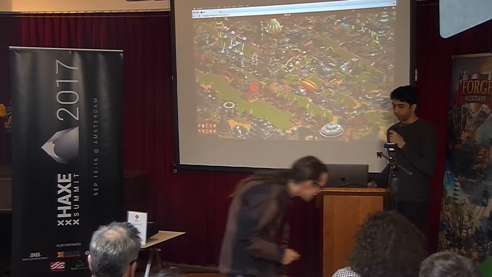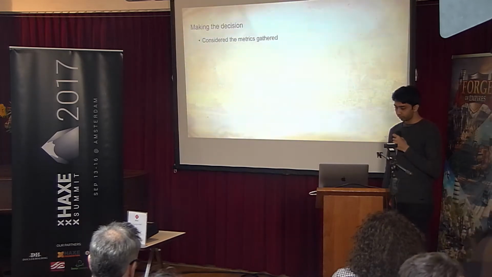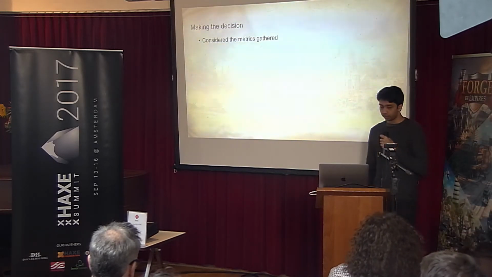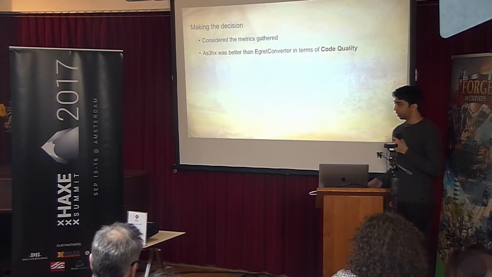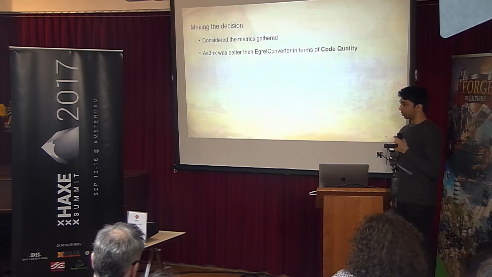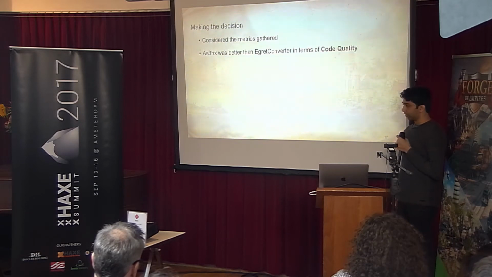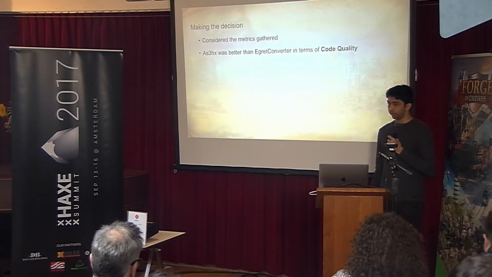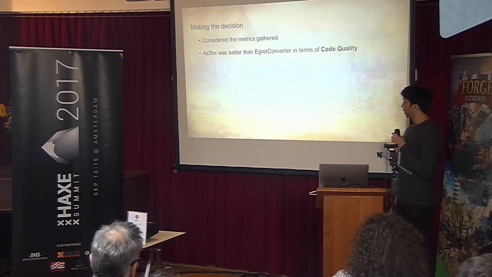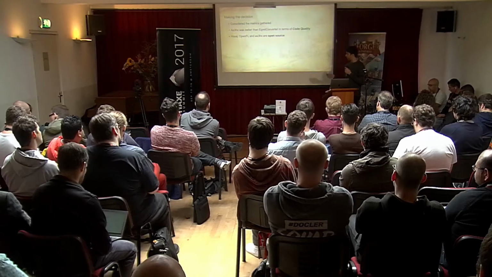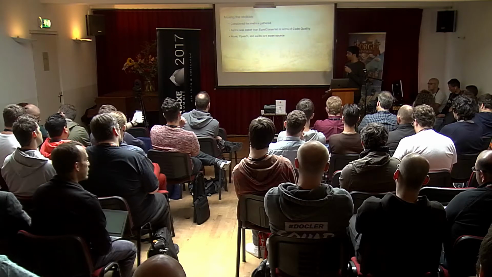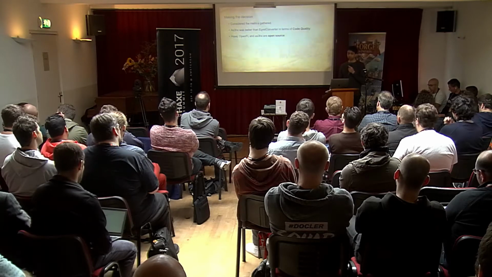So this was a running prototype that we delivered fairly early. So we needed to make a decision at this point, and we considered all the metrics that we'd gathered from these two prototypes. We also had to consider that the code quality from the converters, the converter from the Haxe Foundation, basically the quality of the Haxe code that was generated was better than the one from the Egret converter.